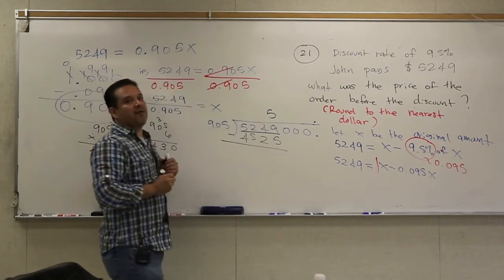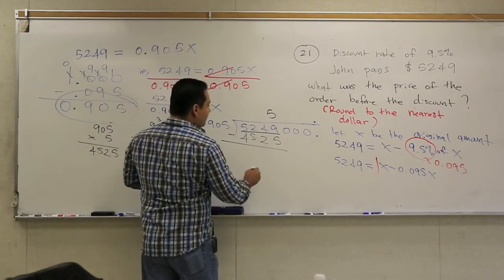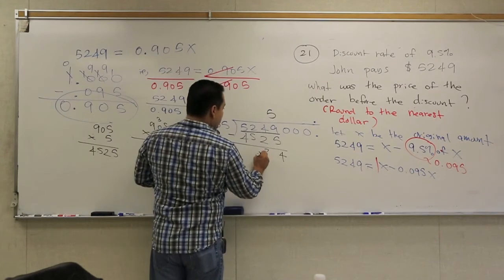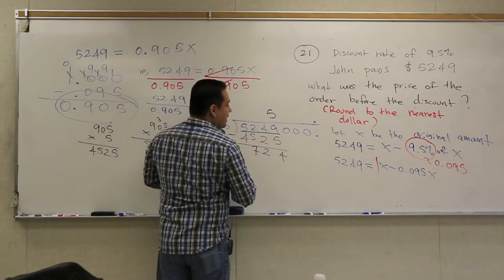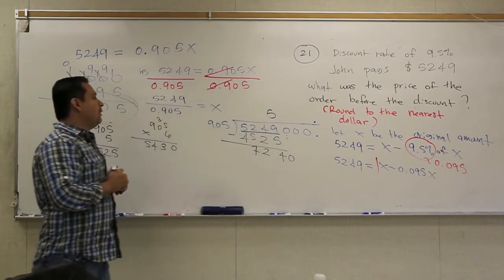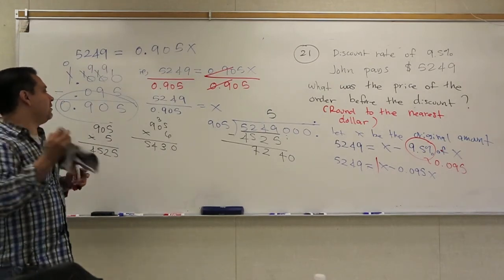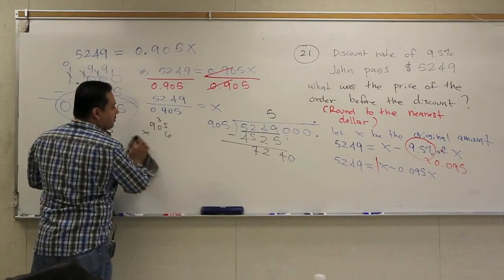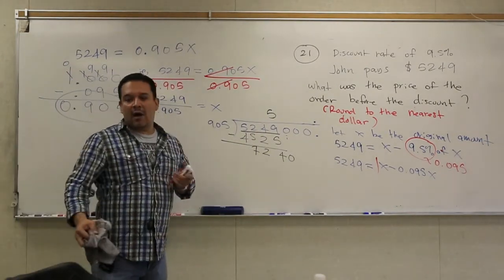So you got to know your long division algorithm. 724. What do you got? 724. Okay, we get 724. Does everybody agree with that? And what happens next? Bring down the 0. And you repeat the process now. You got to see how many times does 905 go into 7,240. Is it 8 times? How do you know it's 8?